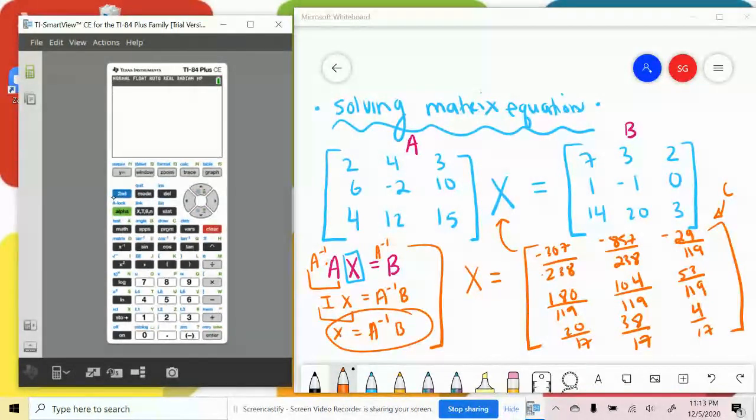Let's clear this. I should be able to do second matrix A, so number 1, times second matrix C, so number 3. And I should get B over here. Let's see. 7, 3, 2, 1, -1, 0, 14, 23. Got it. Right? So if I really understand my process, I can check my work and let my calculator do the work and then check it. So how you show work when you're solving matrix equations using a calculator is with this process.